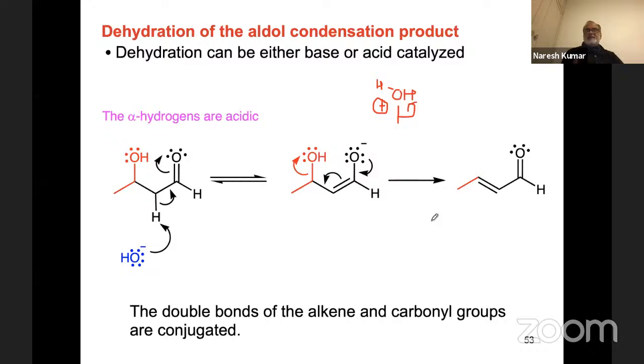If you add water and the product crashes out, it's good. But if the product doesn't crash out at the end, you normally add acid at the end of the reaction. And the purpose of the acid is that it basically helps with the dehydration as well, and neutralizes all the base that is present in your product.